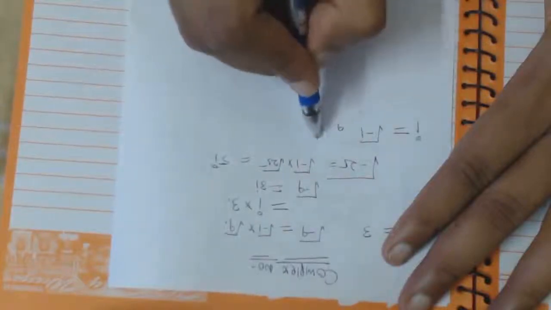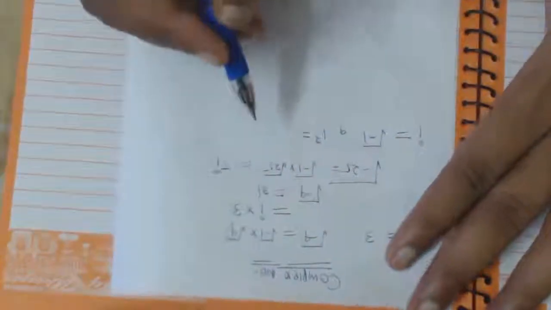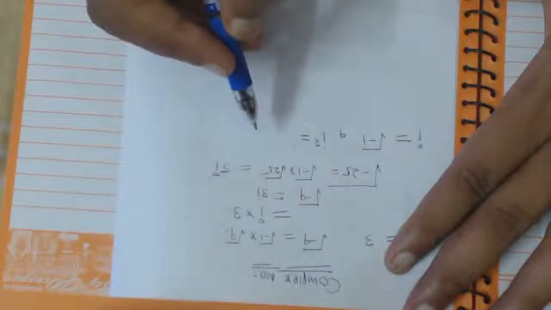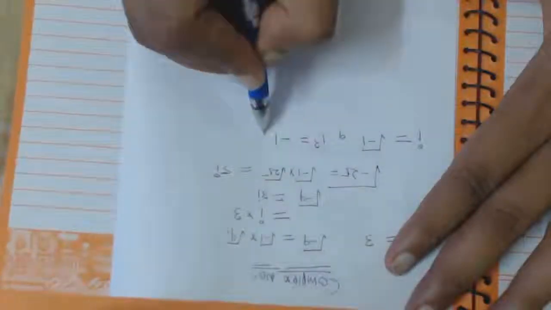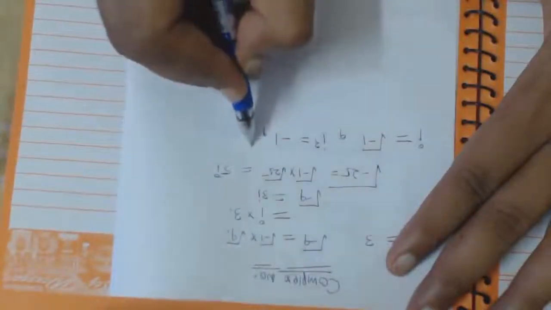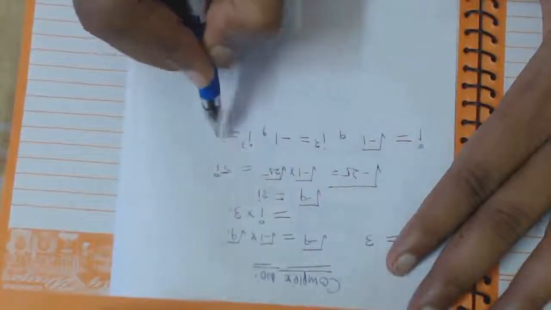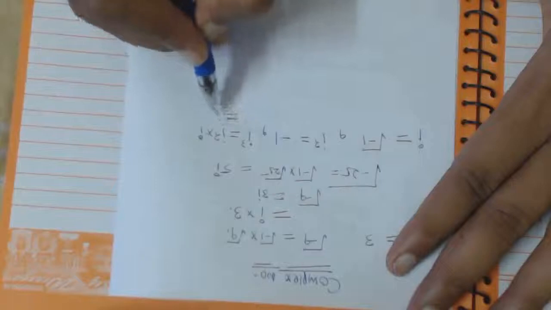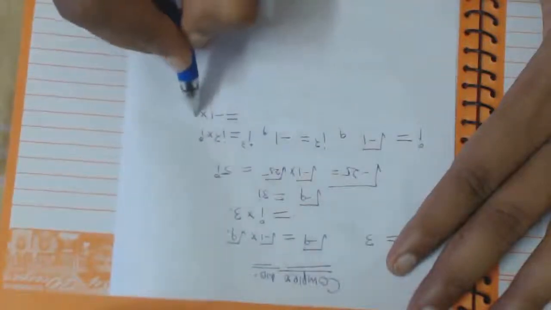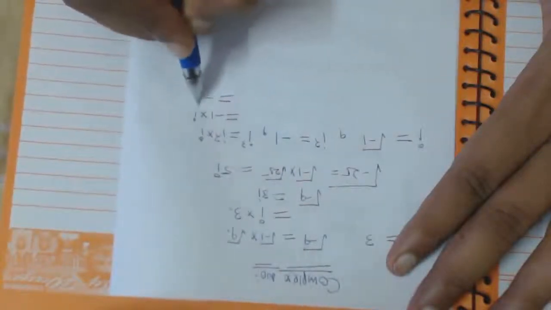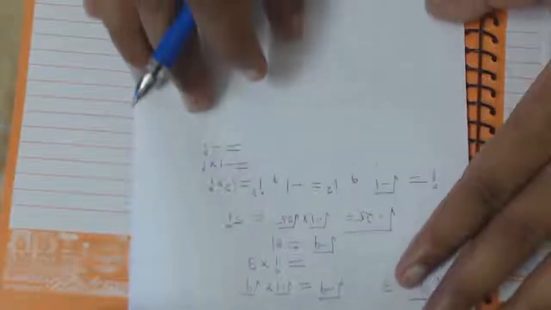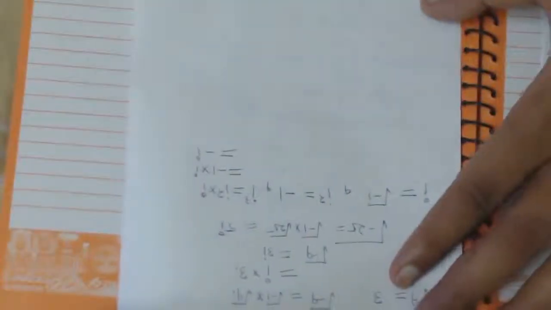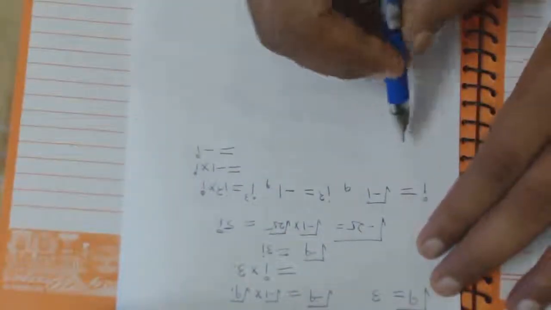Okay, squaring both sides, iota square. What is iota square? Iota square is minus 1. What about iota cube? So iota cube will be iota square into iota. This iota square becomes minus 1 and multiplied by iota, it will give you minus iota. Okay, the concept is clear. Nice.